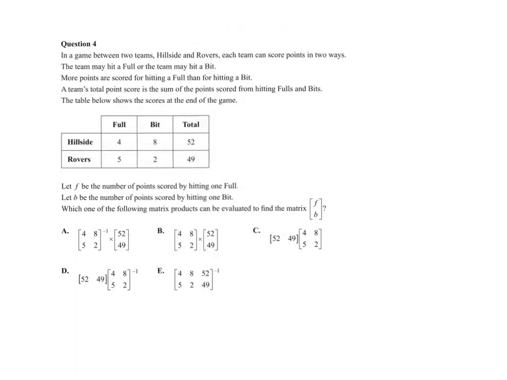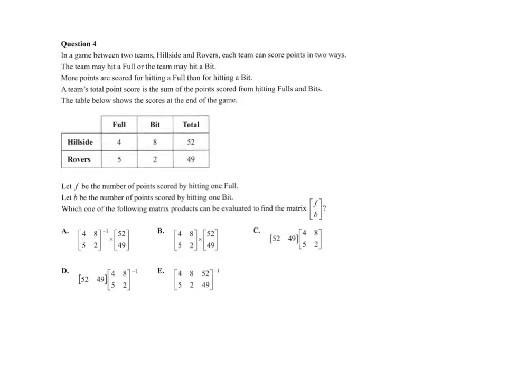Question 4, in a game between 2 teams, Hillside and Rovers, each team can score points in 2 ways. The team can hit a full, or they can hit a bit. More points are scored for hitting a full than a bit. A team's total score is the sum of points scored from hitting fulls and bits. The table is shown below.